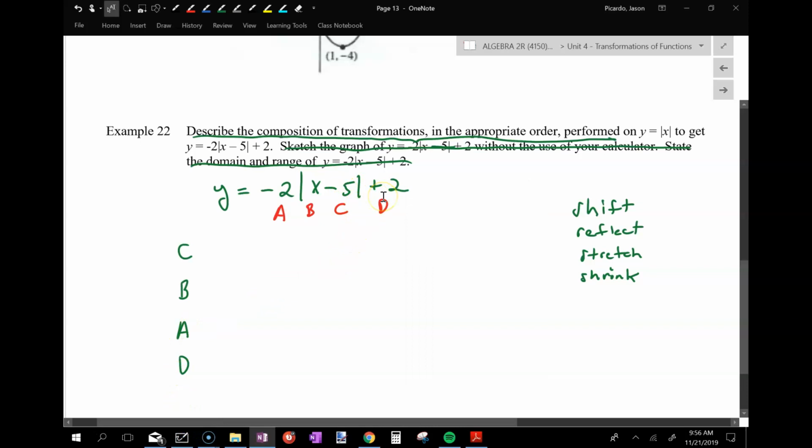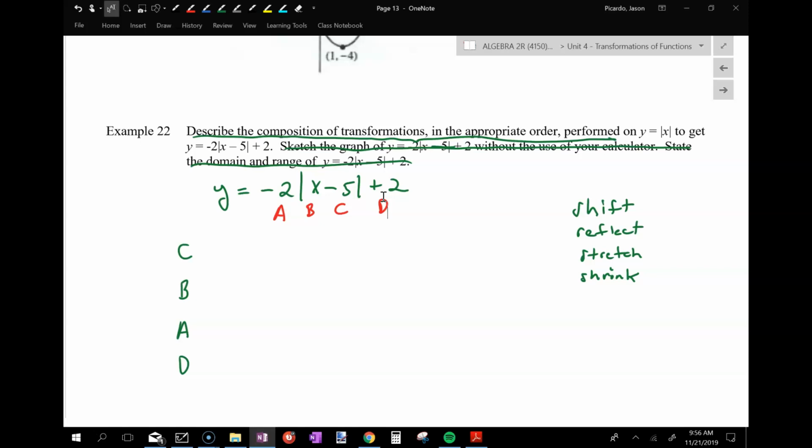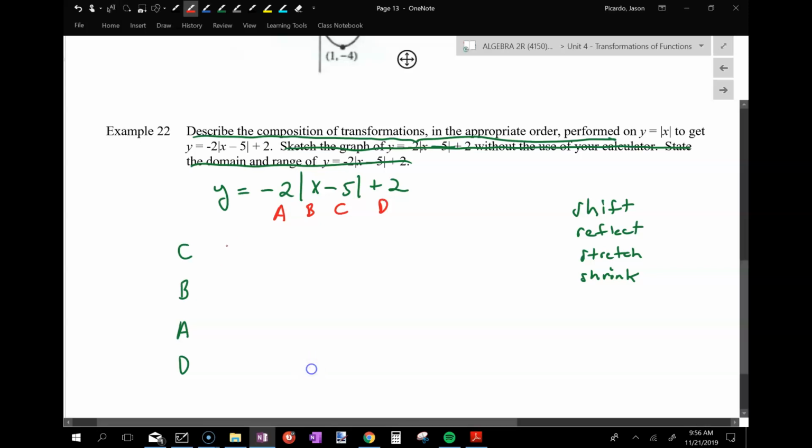Okay, what's my C? -5. So what kind of motion is it going to be? A shift. Which direction? Why right? That doesn't make any sense. Because it's always the opposite of what it says when you're inside. So I'm going to shift to the right 5.